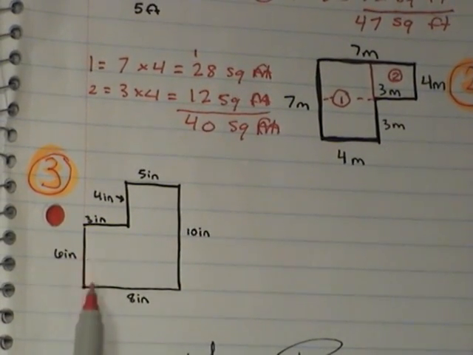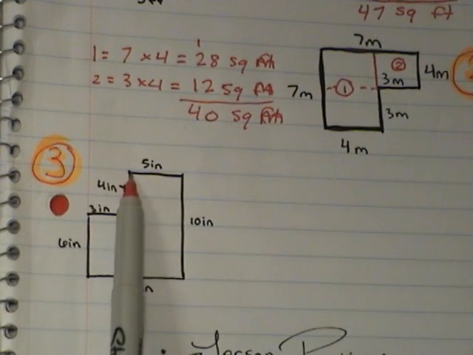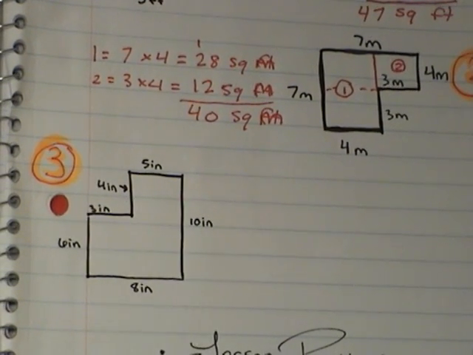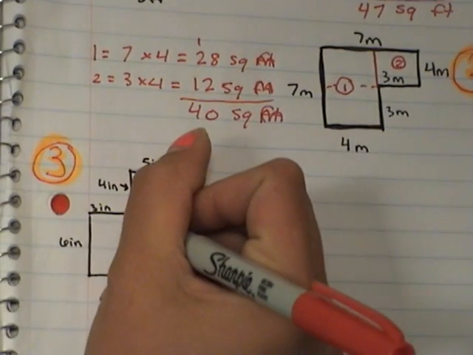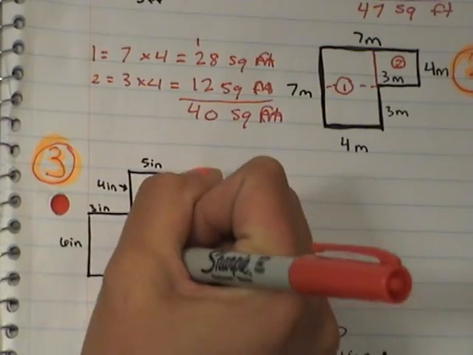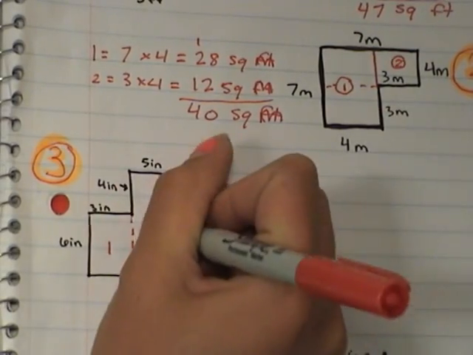So this is 6, 3, 4, 5, 10, and 8. As you can see, I feel like what we've been doing is kind of, if we see a smaller shape, we usually section that off away from the bigger shape. You know, I'm going to go ahead and do this. I'm going to do it this way. So this is going to be 1, and this is going to be 2.